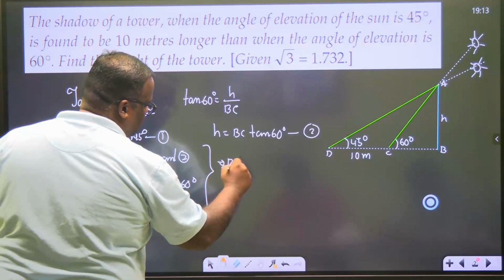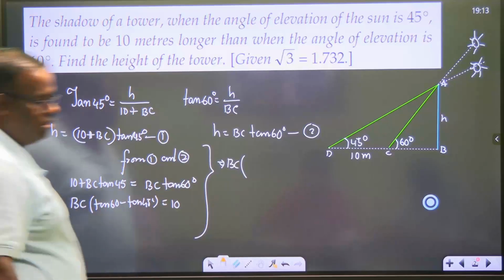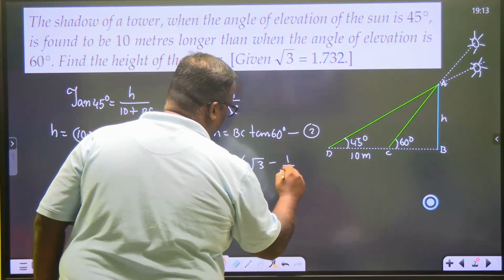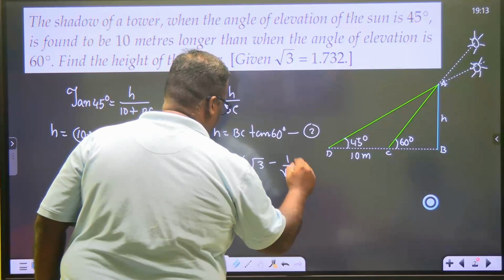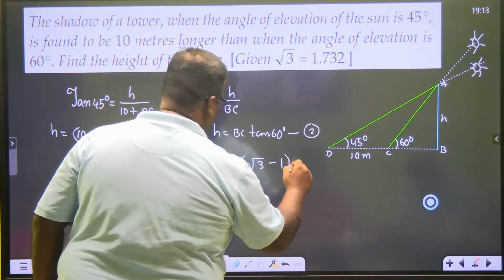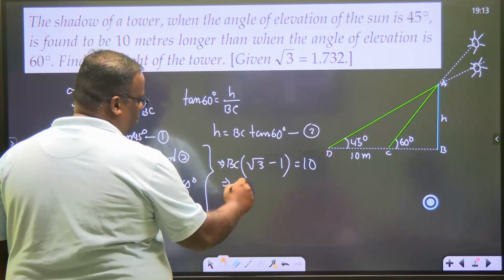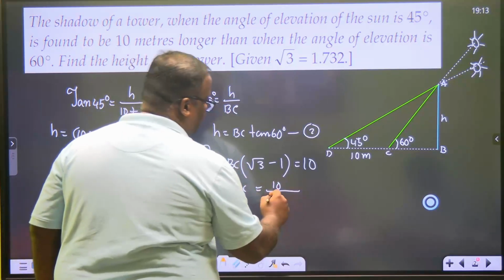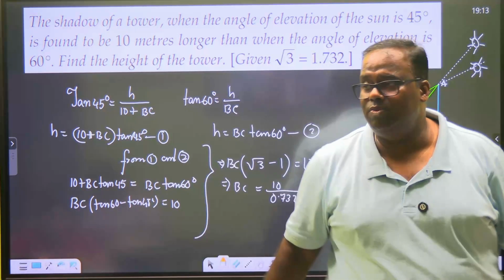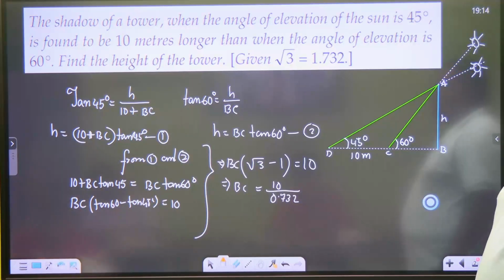You have BC, tan 60 is root 3, minus tan 45. Agreed? Tan 45 is 1. Root 3 minus 1 is equal to how much? 10. You have been given the value of root 3. So BC becomes equal to 10 divided by 0.732. So it is 1000 divided by 732. 1 point something will come. Clear?